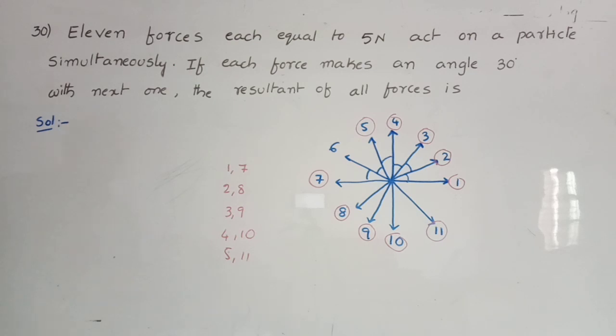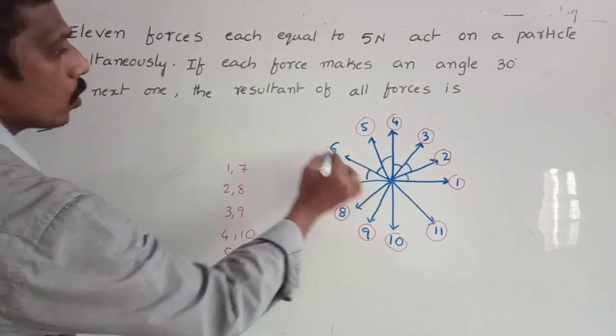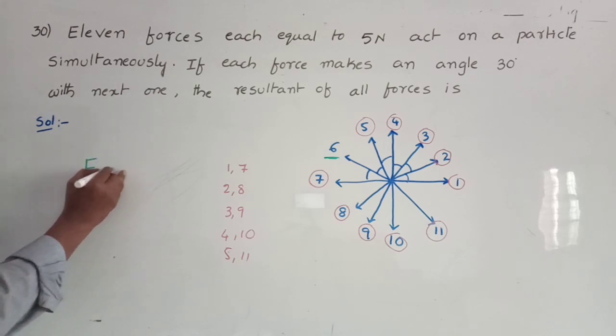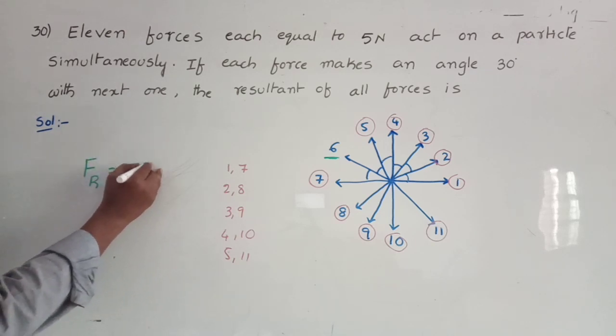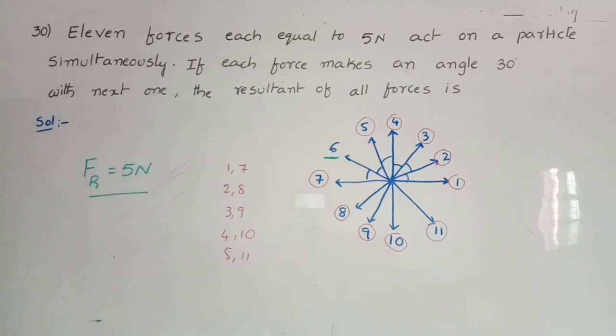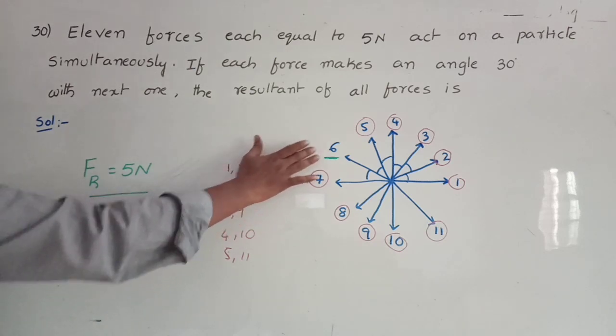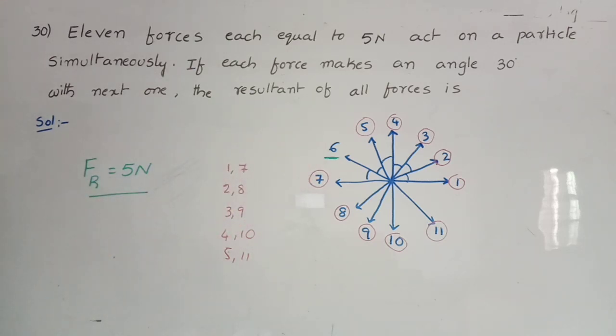That left force is equal to the 6th one. Each force is equal to 5 Newton. So here the resultant force is equal to 5 Newton. Okay, each one is 5 Newton. Only one force is left, that's the unpaired force, that is 5 Newton.